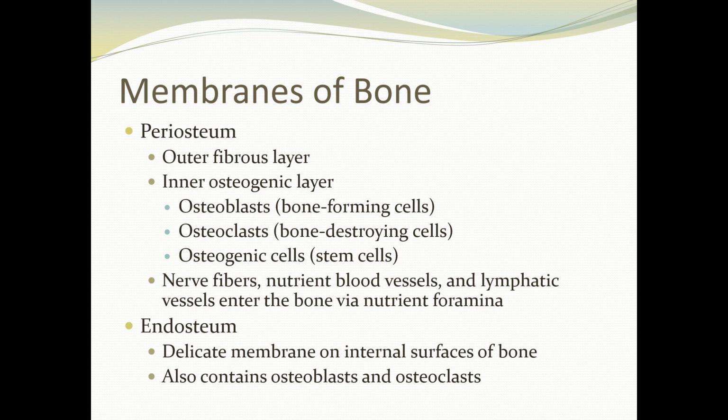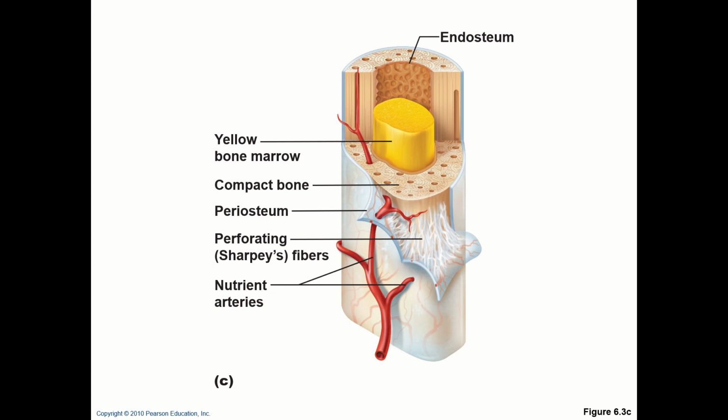The interior of a long bone is lined by endosteum, and it is a delicate membrane, and it also contains osteoblasts and osteoclasts. Again, this shows the periosteum surrounding the perimeter of the bone, osteo, and then the endosteum, endo within osteo, the bone, is found lining the medullary cavity in this illustration.